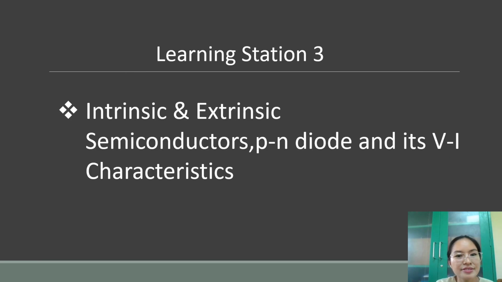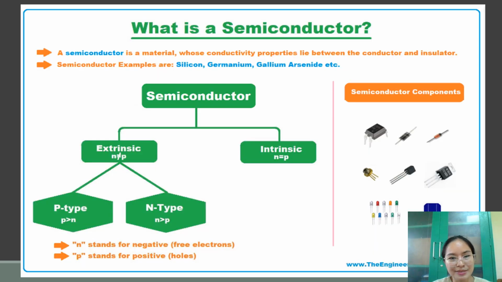Finally, we are on the last learning station, where we will tackle intrinsic and extrinsic semiconductors, the p-n diode, and its characteristics. So what is a semiconductor? It is a material defined by its ability to conduct electricity, and its conductive properties lie between conductor and insulator, normally ranging between 10^-6 to 10^-4 ohm^-1.